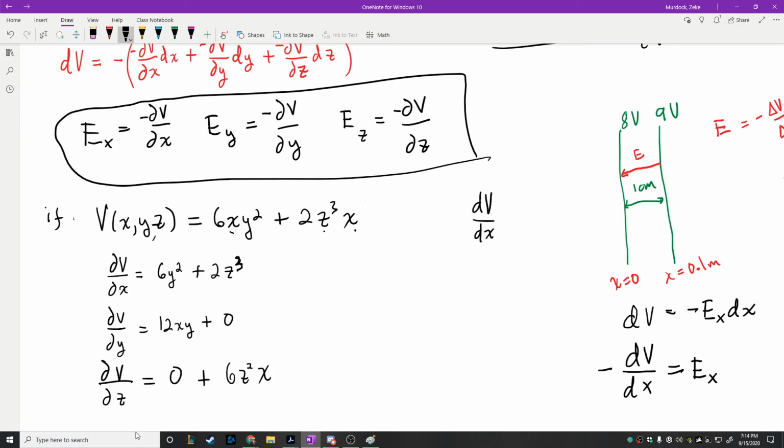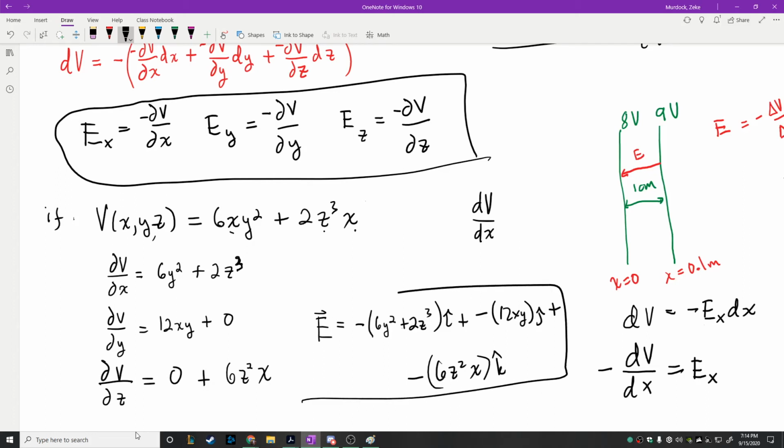So, what's our electric field, then? Well, the electric field would be E_x, which is this thing with a negative sign, right? So negative (6y squared plus 2z cubed) times i hat, plus negative 12xy, I'll probably run out of room here, times j hat, plus 6z squared x, also with the negative sign, multiplied by k hat. And that's our electric field.